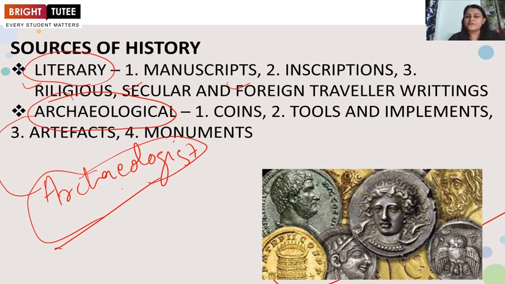Now, let's see the first archaeological source, that is the coins. Coins are a very, very important source, and coins in the earlier times were made of gold, copper, and silver. The first coin which was made was the silver coin, and after that we saw the copper coins and the gold coins. Why is it important? Although it is an object, what can we understand through the object?